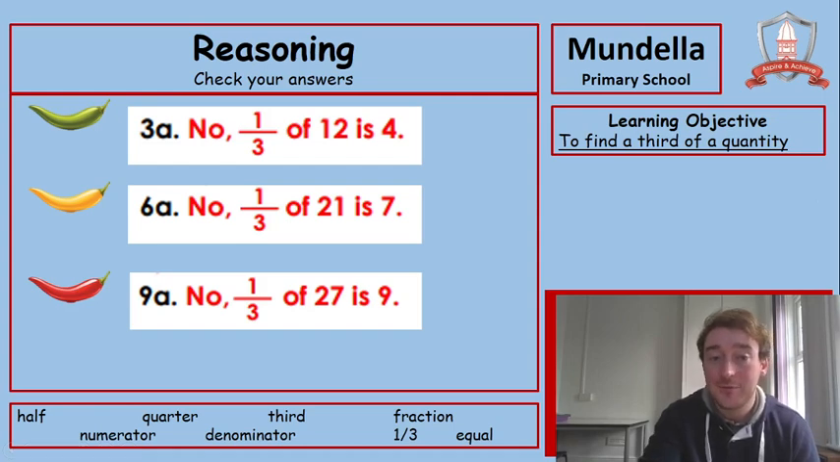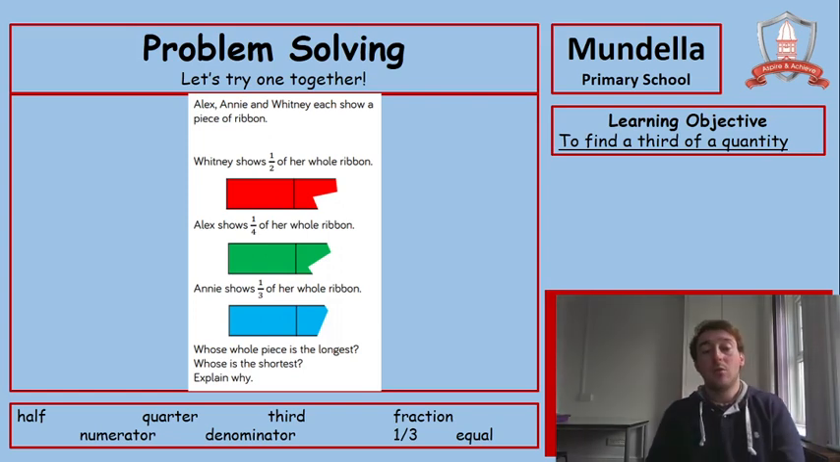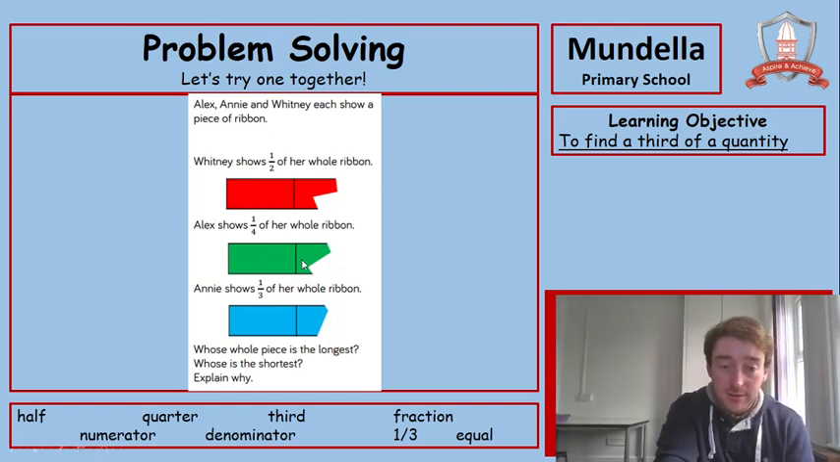Let's have a look at some problem solving. It says, Alex, Annie and Whitney each show a piece of ribbon. Whitney shows half of her whole ribbon. Alex shows a quarter of her whole ribbon. And Annie shows 1/3 of her whole ribbon. Whose whole piece is the longest? Whose is the shortest? Explain why. Well, it looks to me that all of these ribbons look not far from the same length. They look just as long as each other, even though they're in different shapes. So, which is the longest?